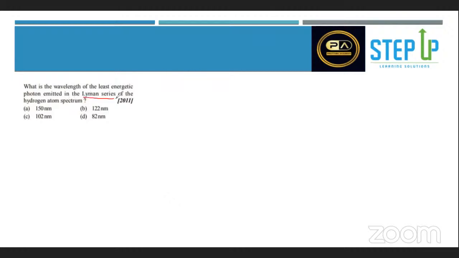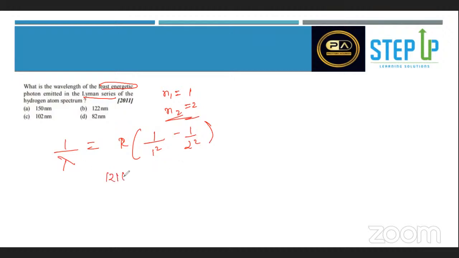See, for the Lyman series, N1 is basically equal to 1 and N2 is basically equal to 2. They are asking what is the wavelength of the least energetic. You have to write it in the form of 1 by lambda equals R times 1 by N1 square minus 1 by N2 square. Only the least energetic has to be this. When you find it in terms of wavelength, in terms of Angstrom, or nanometer, it will be 121.6. So you can take it as 122 nanometer.